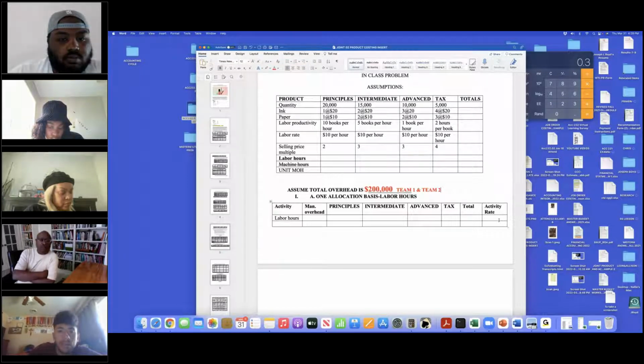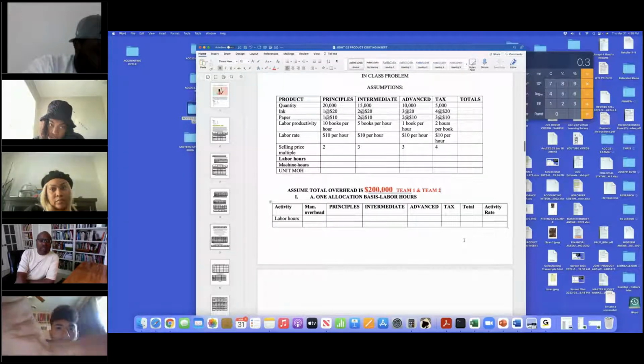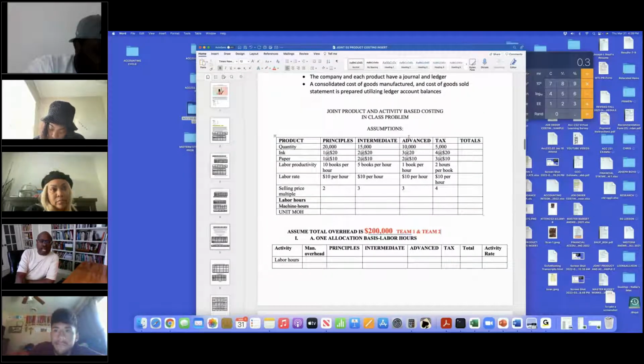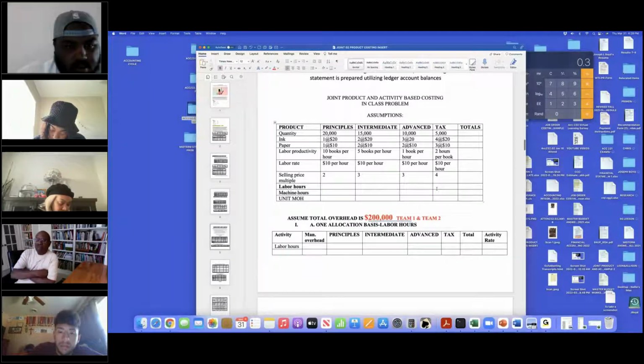What's the title of the assignment? This is the in-class problem that we're working on today. And so today I simply want everybody to calculate the activity rate. If there are 4 books, can you do it?